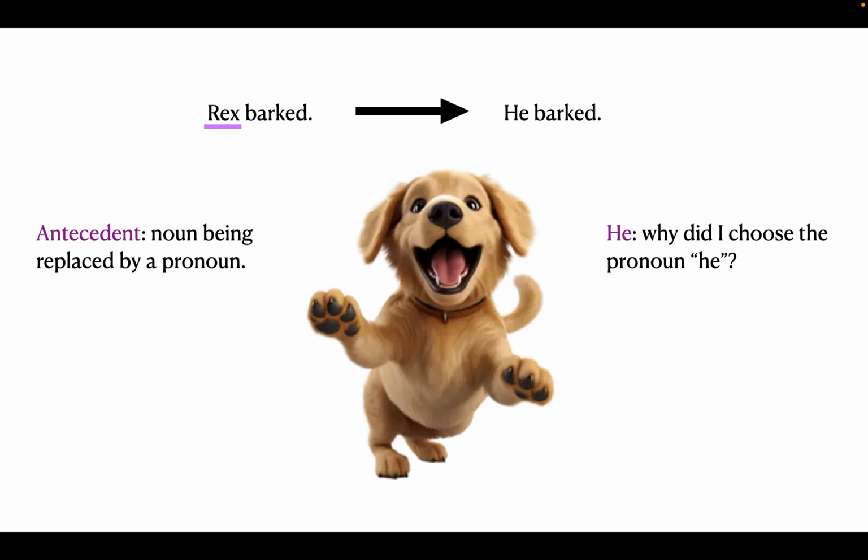Now, we replaced Rex with he, but why did I choose the pronoun he? That's right, I chose he because Rex is a boy, and so we have to replace a noun with a pronoun that is in the same gender. So because Rex is male, we chose the masculine pronoun he.